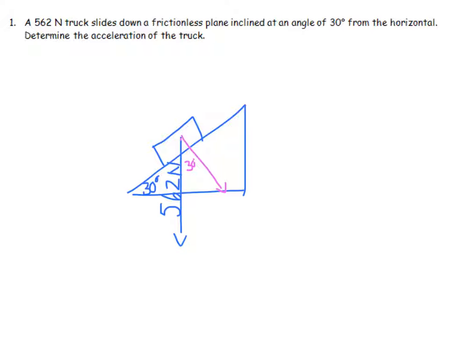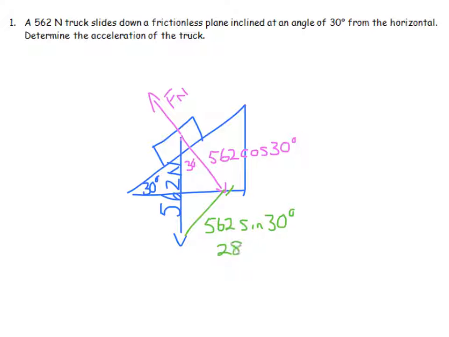the adjacent side, so it's going to be 562 times cos 30, and that will be equal to the normal. And we've then also got the opposite side, so that's going to be 562 sine 30 degrees. 562 sine 30 turns out to be 281 newtons, and the cos 30 turns out to be 486,71 newtons.